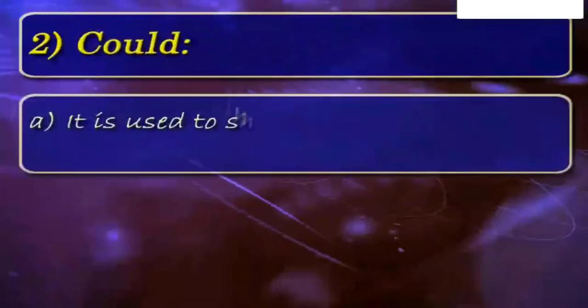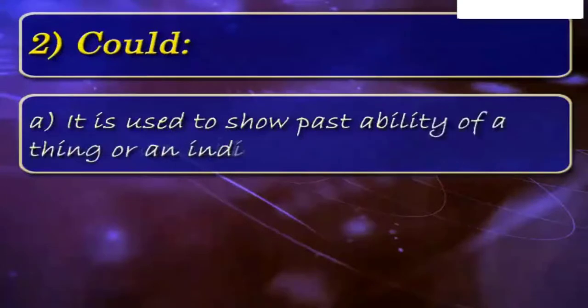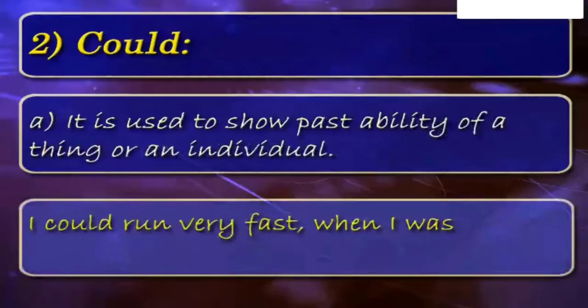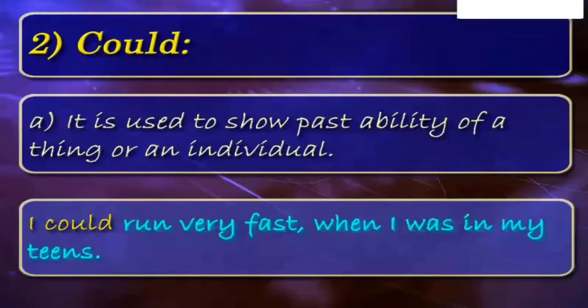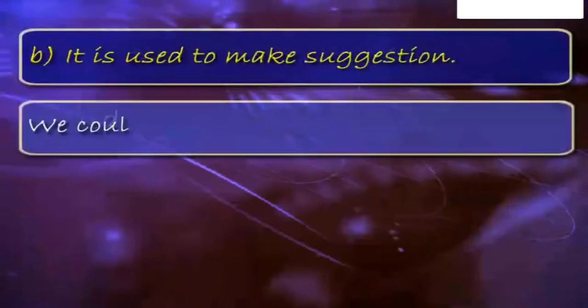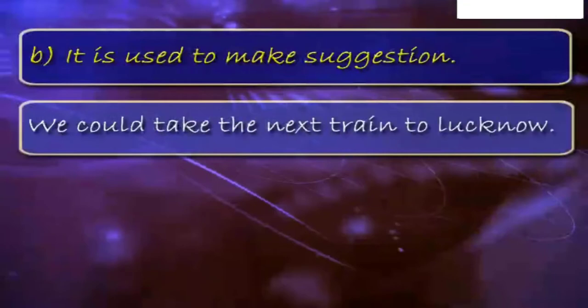A. It is used to show past ability of a thing or an individual. I could run very fast when I was in my teens. Here, could is used to show past ability of my running very fast when I was in my teens. B. It is used to make a suggestion for something. We could take the next train to Lucknow. Here, could is used to make a suggestion for taking the next train to Lucknow.